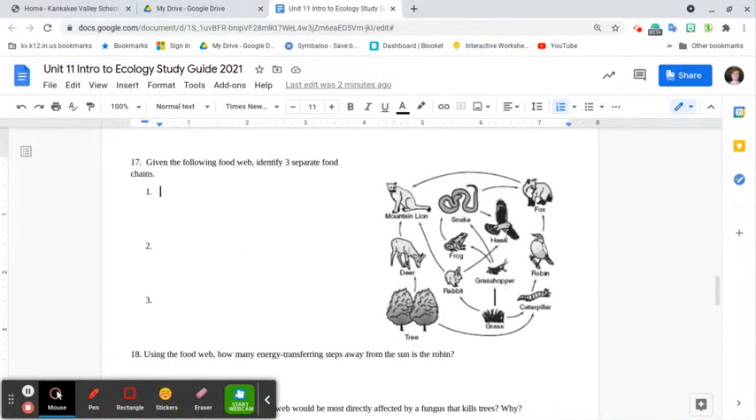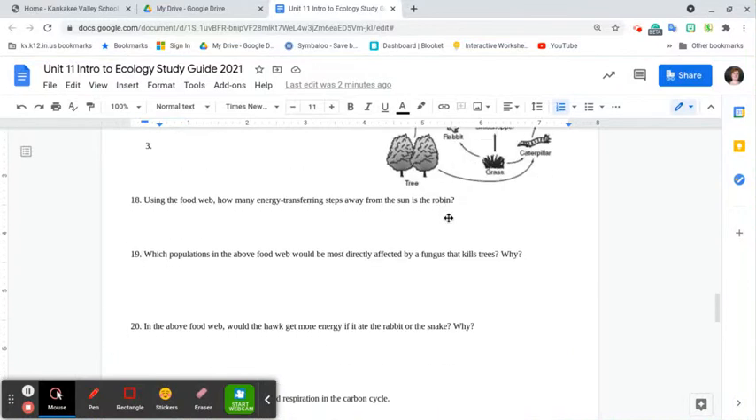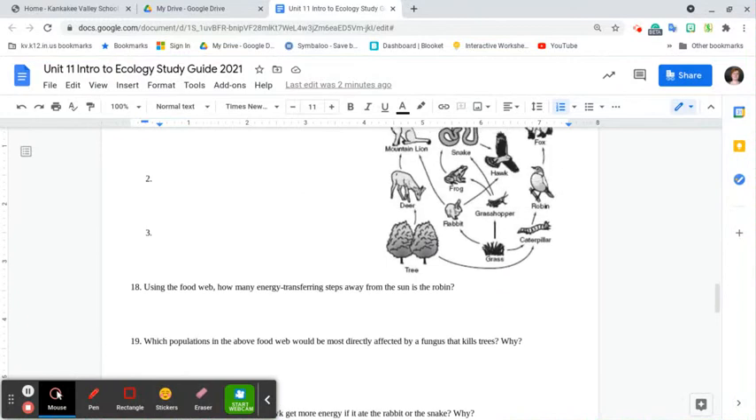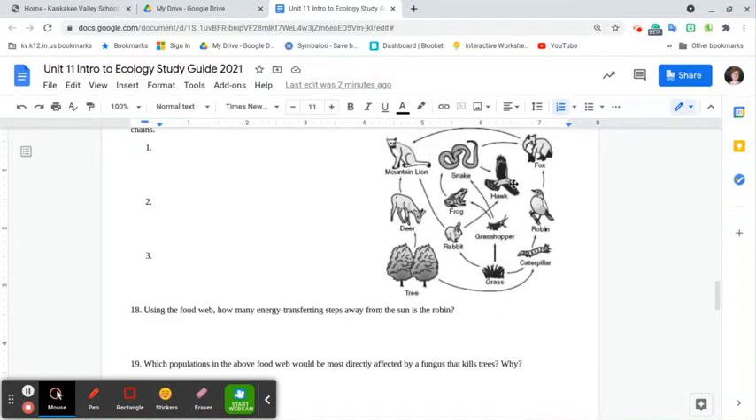Okay, in the above food web, does the hawk get more energy if it eats the rabbit or the snake? The hawk. Okay, so if the hawk eats the snake, how many steps does it have to go through? Here's one trophic level and two trophic levels to get to the rabbit. So the rabbit is only a two-step process.